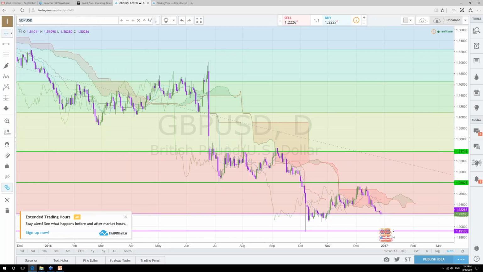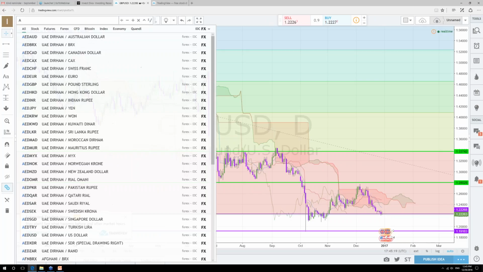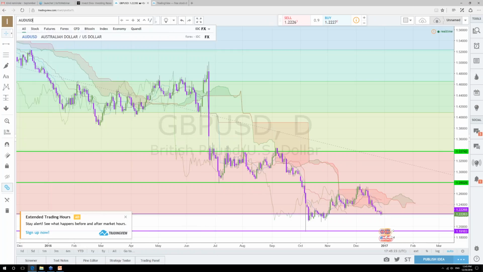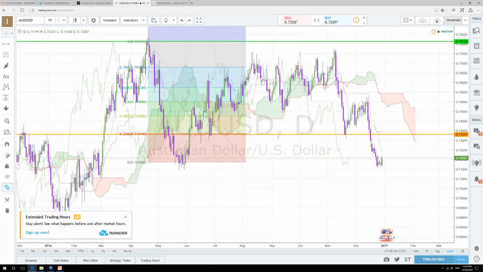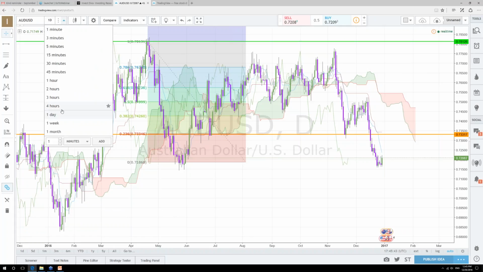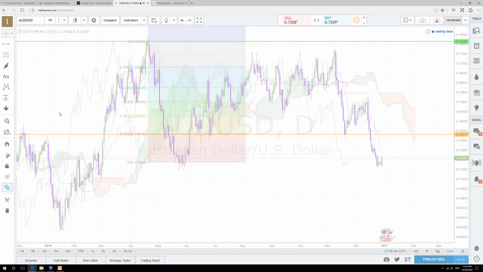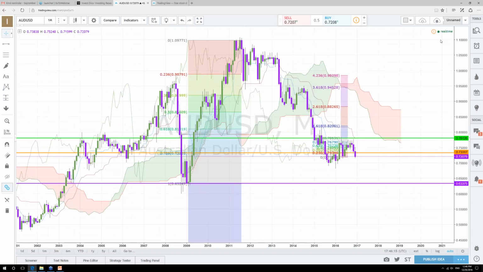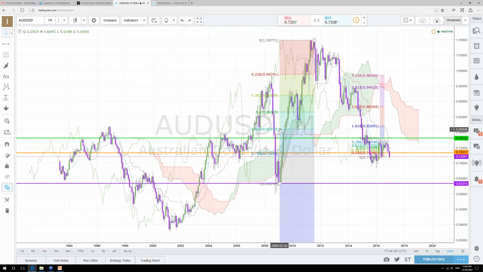Next, we're going to take a look at Aussie dollar. Last time we covered Aussie dollar for this webinar was here, and we had a small level coming up, right? So Aussie, this is the daily chart. Let's again go back to the monthly and see what has been going on. So looking at the monthly chart, what has Aussie been up to?